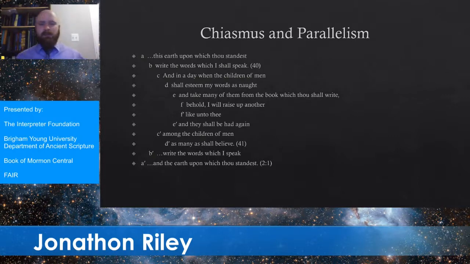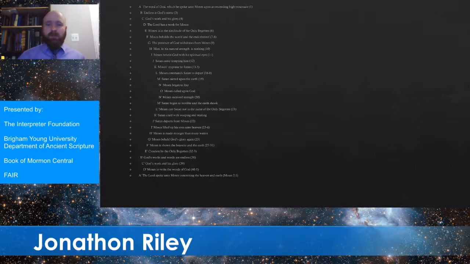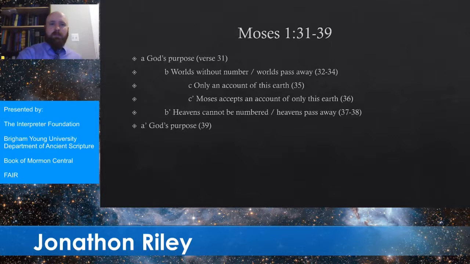Another chiasm that is larger and perhaps slightly more speculative, pointed out by Johnson, is found in Moses 1:1 through 2:1. Another chiasm in Moses 1 that's somewhat tighter is found in Moses 1:31 through 39.